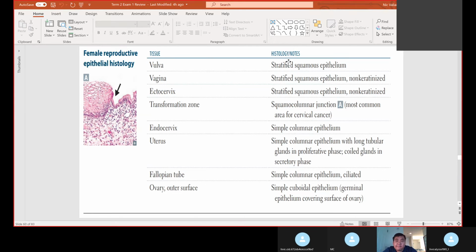What happens? All right. So high yield transformation zone. This is your squamocolumnar junction. Look at image A here, right? From stratified squamous epithelium non-keratinized to simple columnar epithelium. So this is your squamocolumnar junction. Most common area for cervical cancer. That's why it's high yield.